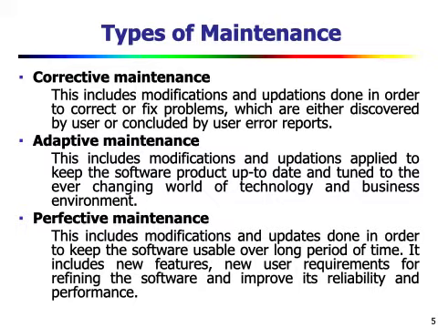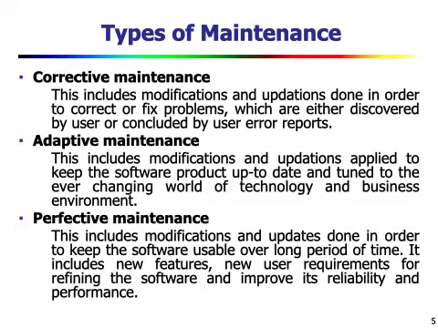Corrective maintenance includes modifications and updations done in order to correct or fix problems which are either discovered by users or concluded from user error reports. That means whenever a problem occurs or some kind of error is reported, then in order to fix that error, you are going to update or modify the system or software. That is corrective maintenance.